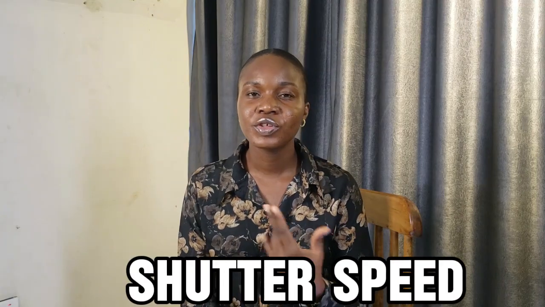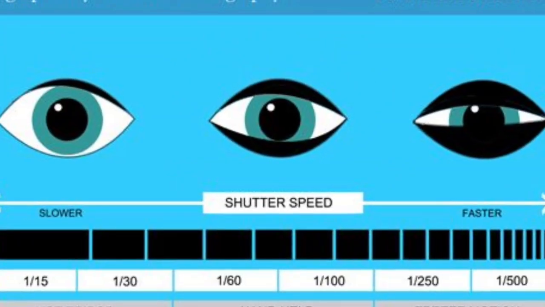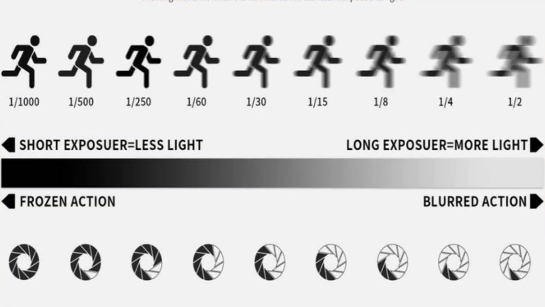Now let's move on to the next one, which is the shutter speed. Think of shutter speed like blinking your eyes. The faster you blink your eyes, the less light you let into your eyes. We have both fast and slow shutter speed. Fast shutter speed, like 1/1000 of a second, lets in less light and freezes motion.